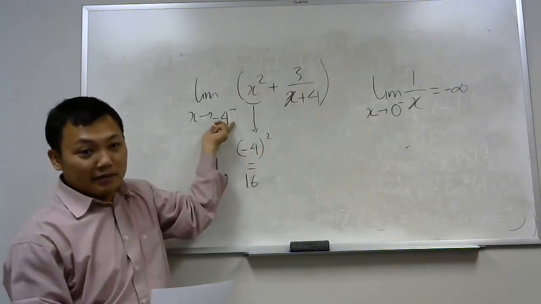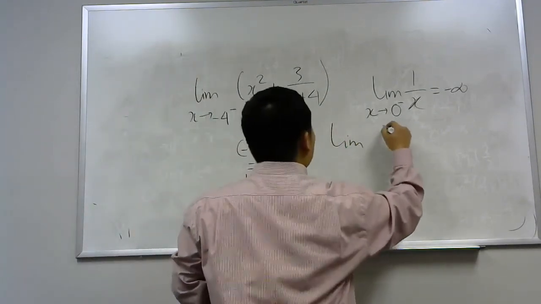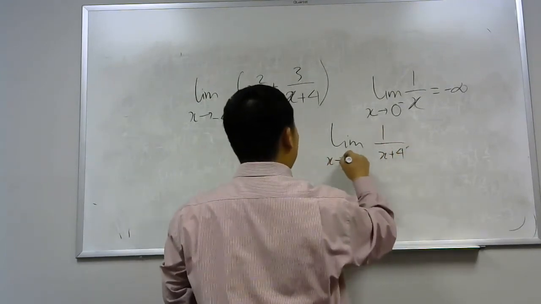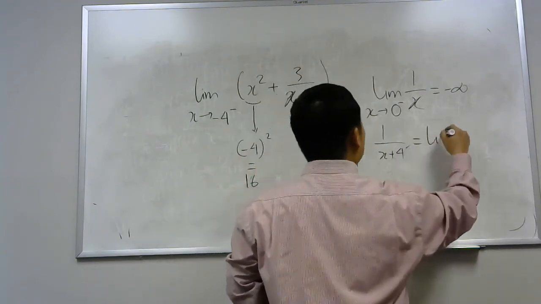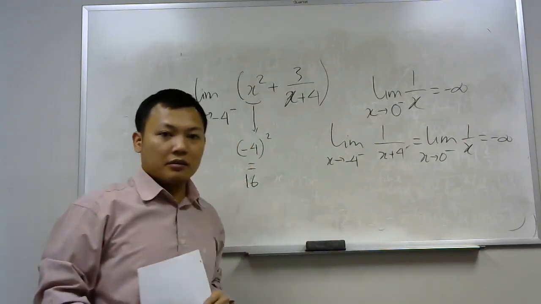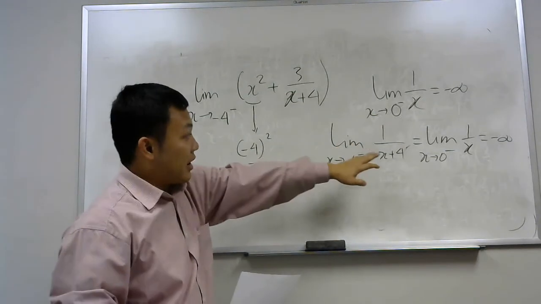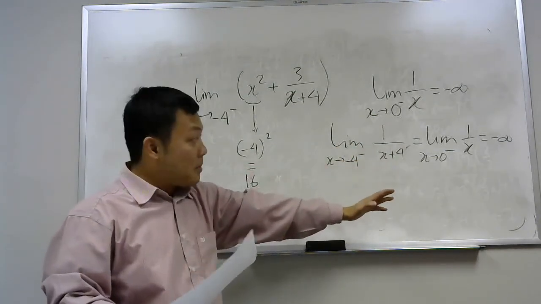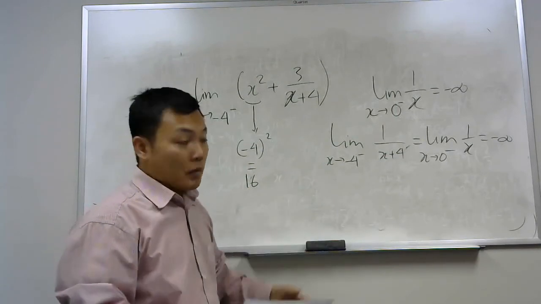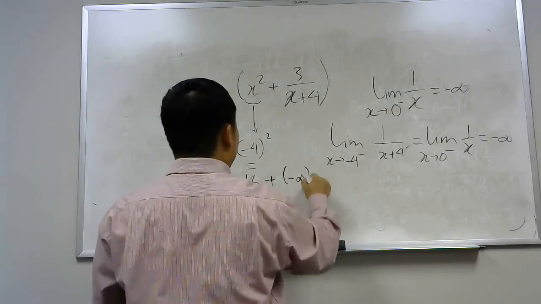Again, I consider it at negative 4. So this limit, I would say the limit of 1 over x plus 4 when x goes to negative 4 from the left is nothing but the limit of 1 over x when x goes to 0 from the left, which is negative infinity. So once you have negative infinity, 3 times negative infinity is just negative infinity. Negative infinity plus 16, you still get negative infinity. So I can write this equal to 16 plus negative infinity, which is negative infinity.